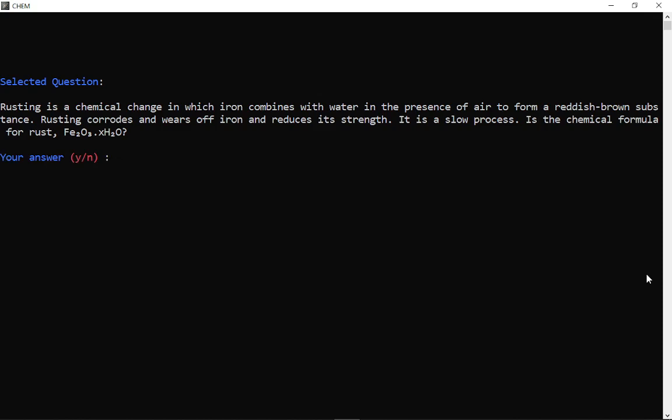Then rusting is a chemical change in which iron combines with water in the presence of air to form a reddish brown substance. That is right. So rusting corrodes and wears off iron and reduces its strength. Fantastic. It is a slow process. Right. Is the chemical formula for rust that? That is the chemical formula. But I'm going to resist and say no. And they will tell me I'm wrong. At least let me fail one thing.